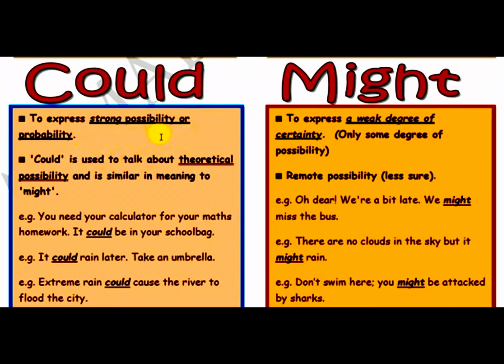Strong means قوية, so strong احتمالية يعني احتمالية وإمكانية قوية جدا. That's when we use could. And here are some examples. Could is used to talk about theoretical possibility and is similar in meaning to might. In general, could and might are very similar.